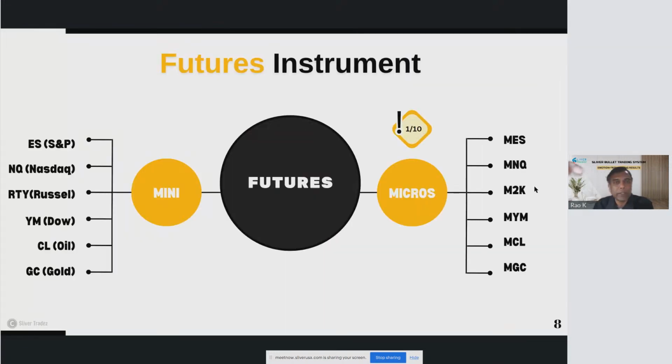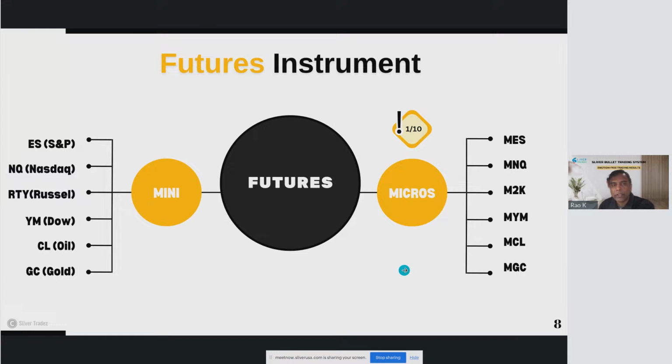So let's understand what futures instruments we trade. We trade basically minis and micros, and minis especially these six that you see on the left. First one is ES, which is futures contract for S&P 500, and then we have NQ, which is a futures contract for Nasdaq, RTY for Russell, YM for Dow Jones, CL for crude oil, GC for gold. And we have equivalent micros, which are nothing but 1/10 of minis, and equivalent symbols for micros would be MES for S&P, MNQ for Nasdaq, M2K for Russell, MYM for Dow, MCL for oil, and MGC for gold.